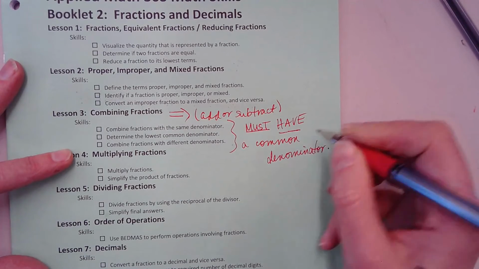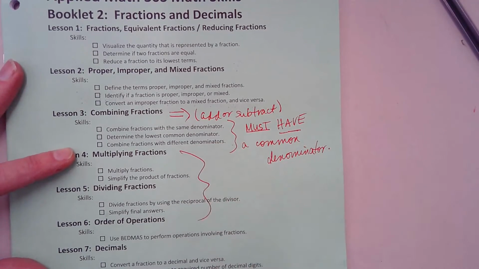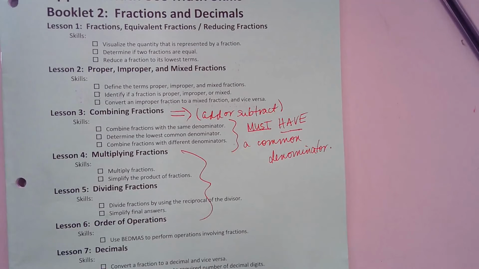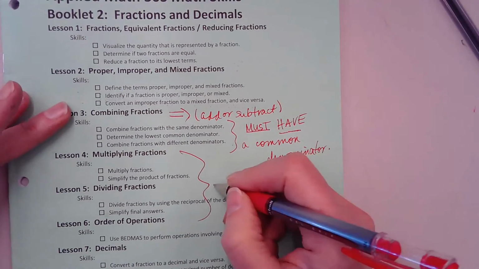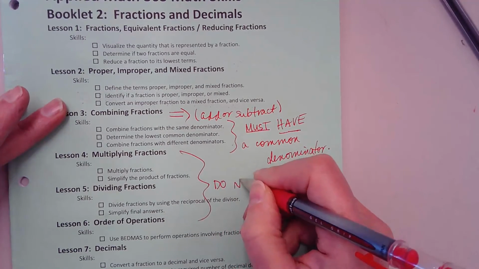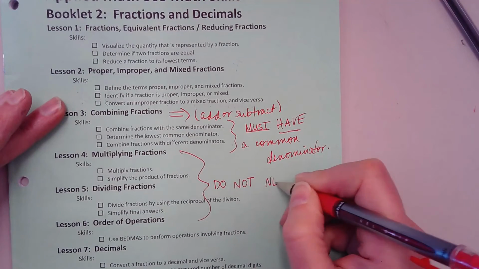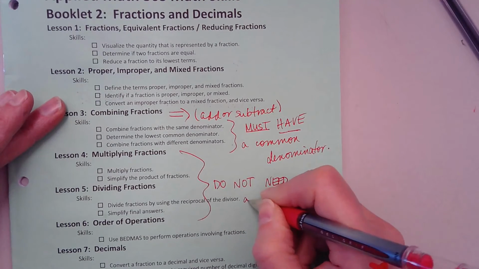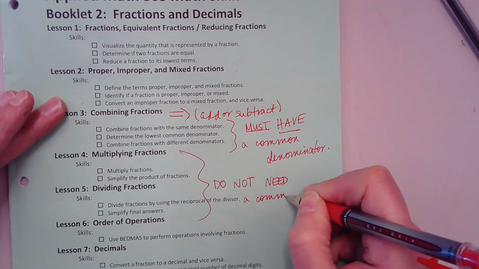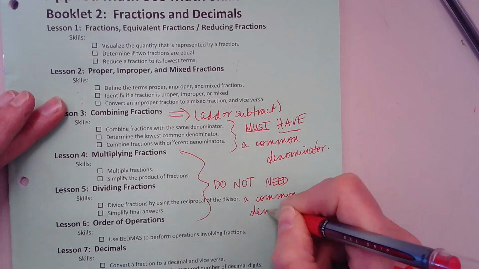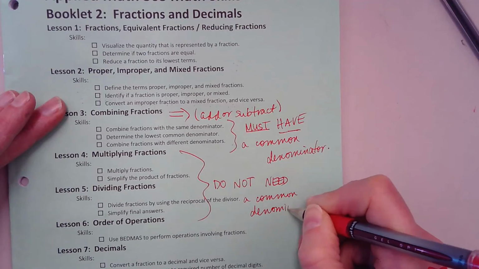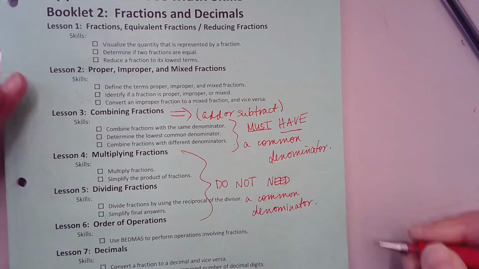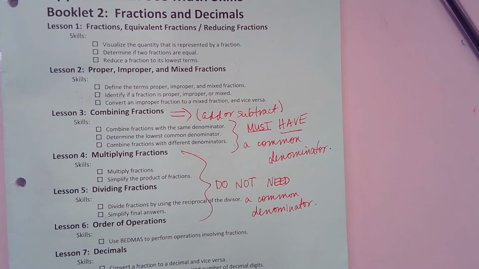However, when we start multiplying and dividing, you don't need a common denominator, right? You do not need a common denominator because you're just multiplying numerators and denominators. So in a lot of cases, people think, oh, add and subtract is always easier and multiply and divide becomes harder. In the world of fractions, that's not true.